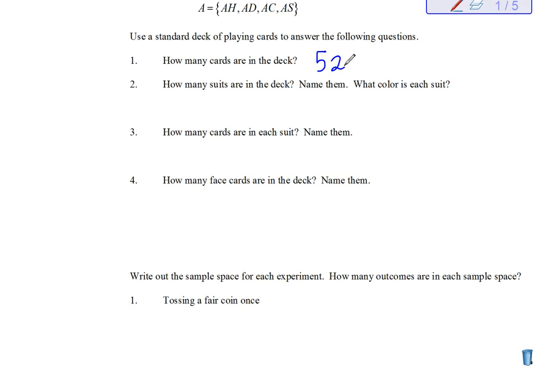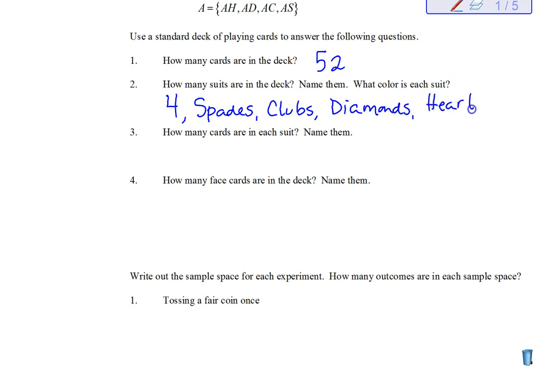How many suits are in the deck? That would be 4. Name them. That's going to be spades, clubs, diamonds, and hearts. And it says what color is each suit, and so I'm going to label these 2 suits are going to be red, whereas these 2 suits here will be black.